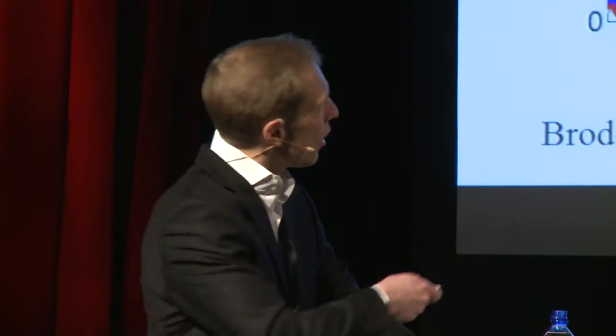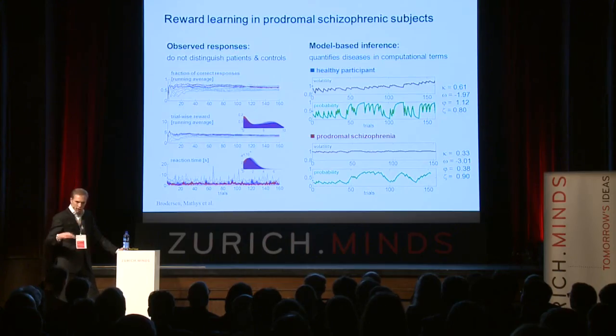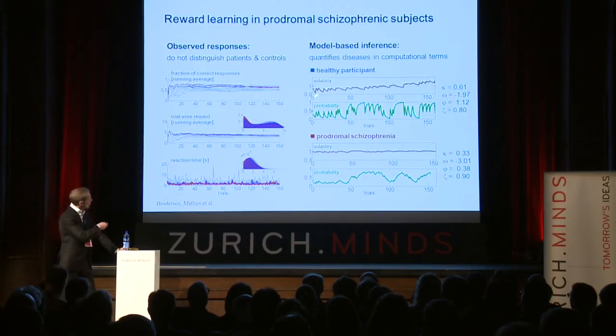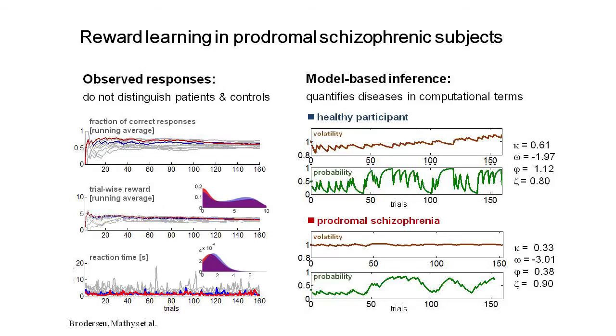But when you use the model to quantitatively describe learning at different levels, you find a very dramatic difference. Both are capable of learning the trial-by-trial probabilities, but only the healthy subject can learn that there is something in the world that changes, that the probabilistic structure evolves over time. The prodromal schizophrenic patient doesn't do that. He compensates in other ways, but there is a very clear difference. And now we have numbers describing that difference and describing the nature of the learning.